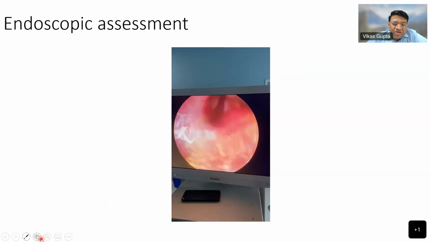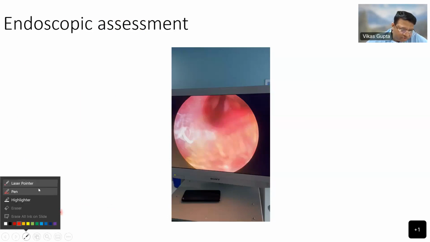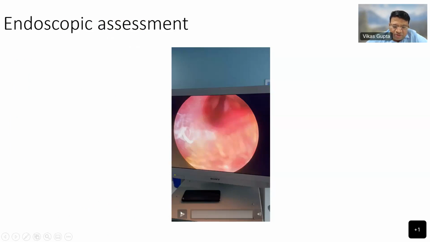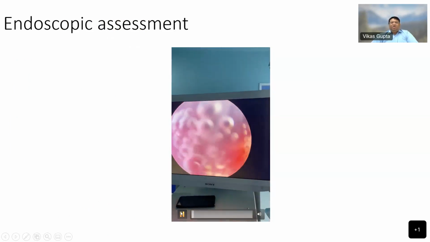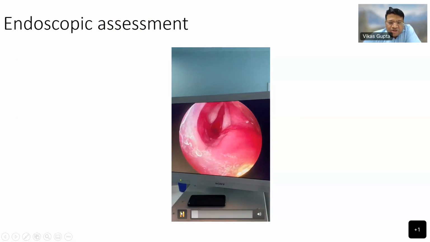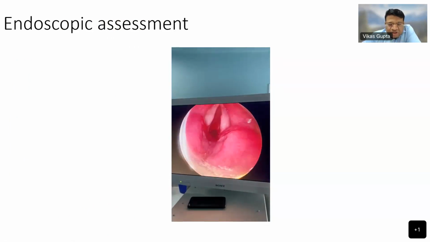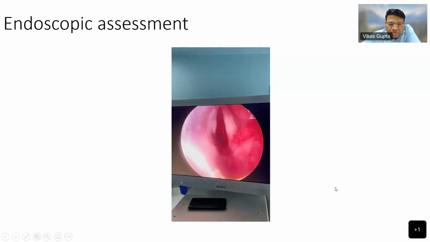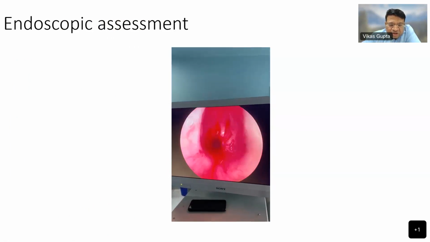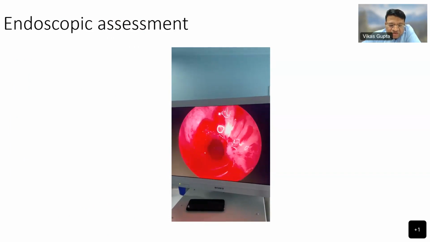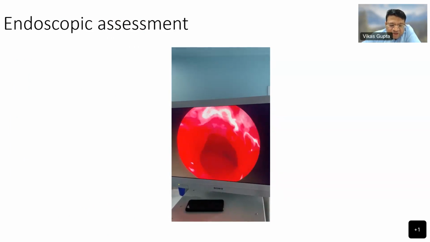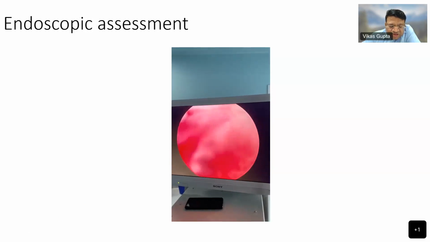So this is one such endoscopic assessment. It was a 7-year-old child who had Guillain-Barré syndrome and was intubated for some time. Once it was removed, after some time, he developed respiratory distress. So he came with respiratory distress. We did the tracheostomy for this child.